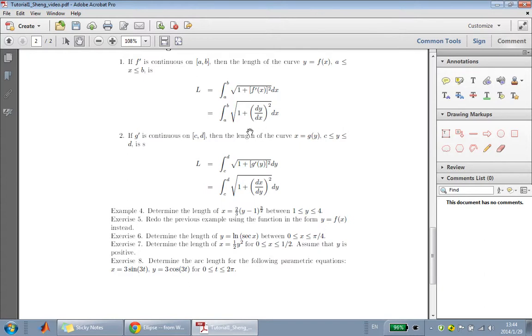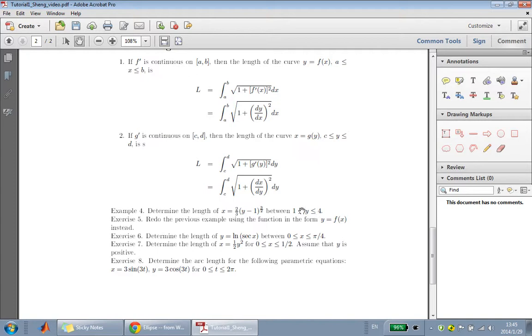Then, you need to determine the upper limit and the lower limit for this definite integral. In some cases, it's not a problem. For example, in example 4, you calculate the arc length in the form that x equals g(y), and you're also given the domain for y: y is larger than or equal to 1 and less than or equal to 4.